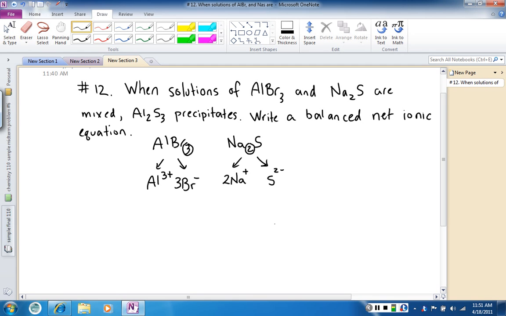Now the precipitate, it tells us, is Al2S3. Okay, let me go ahead and erase those numbers just so we won't confuse. So I'll erase that. I'll erase that, the 2 and the 3. I'll try to fix these.